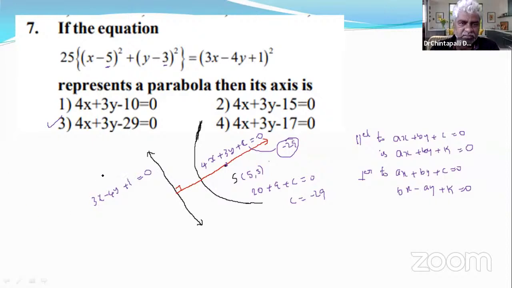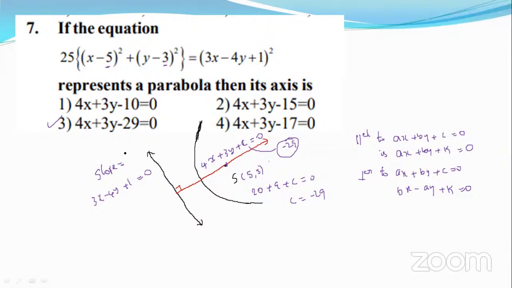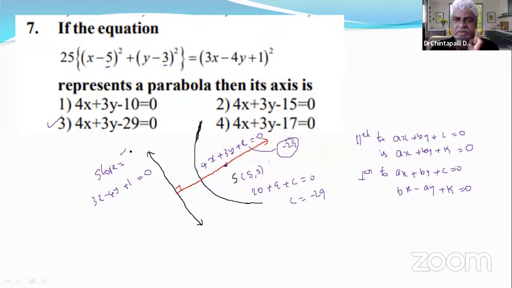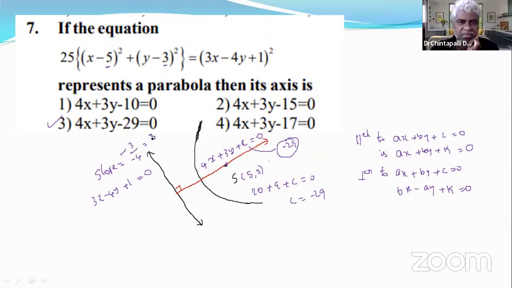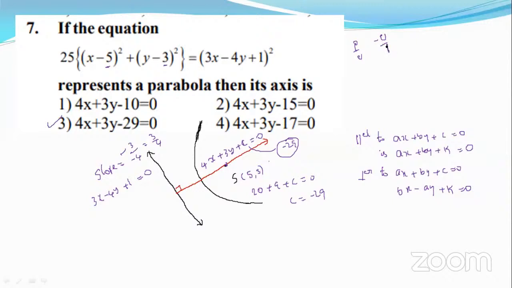What is the slope of this line? You know how to find slope: minus x coefficient by y coefficient, negative 3 by negative 4, that is 3 by 4. You know the perpendicular slope is the reciprocal with the opposite sign. If the slope of a line is p by q, then the slope of a line perpendicular to it is negative q by p.